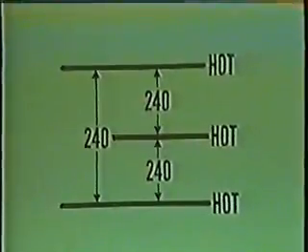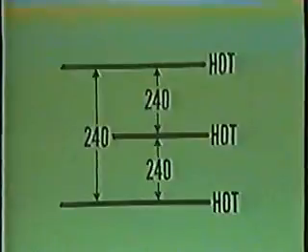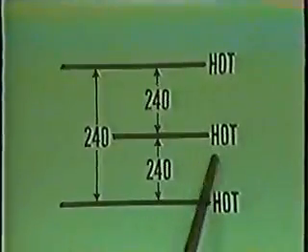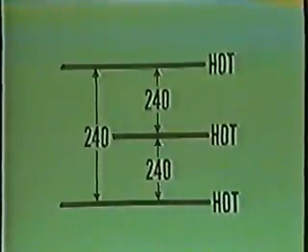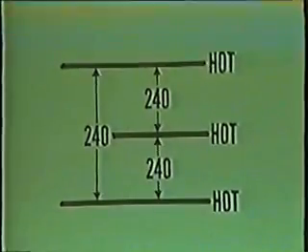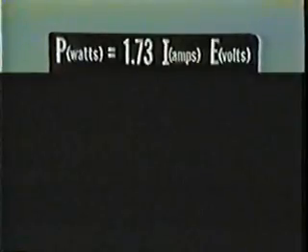Three-phase systems usually have three wires, all of which are power or so-called hot wires, and all of which are normally connected to the load. Some systems employ four wires, one of which is a ground. When calculating power on a three-phase system, the normal power formula must be modified to read P equals 1.73 times IE. Note that the multiplier 1.73 has now been added to the power formula.